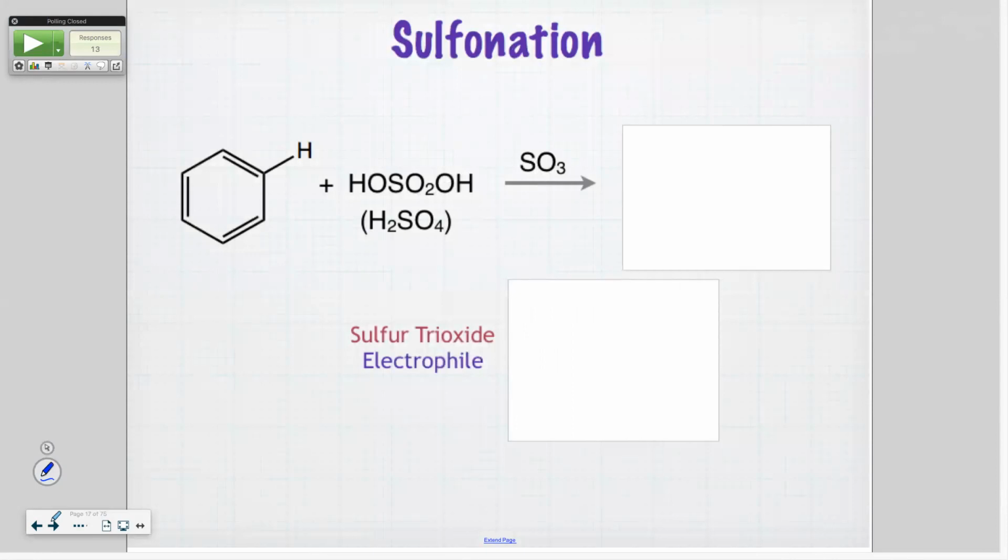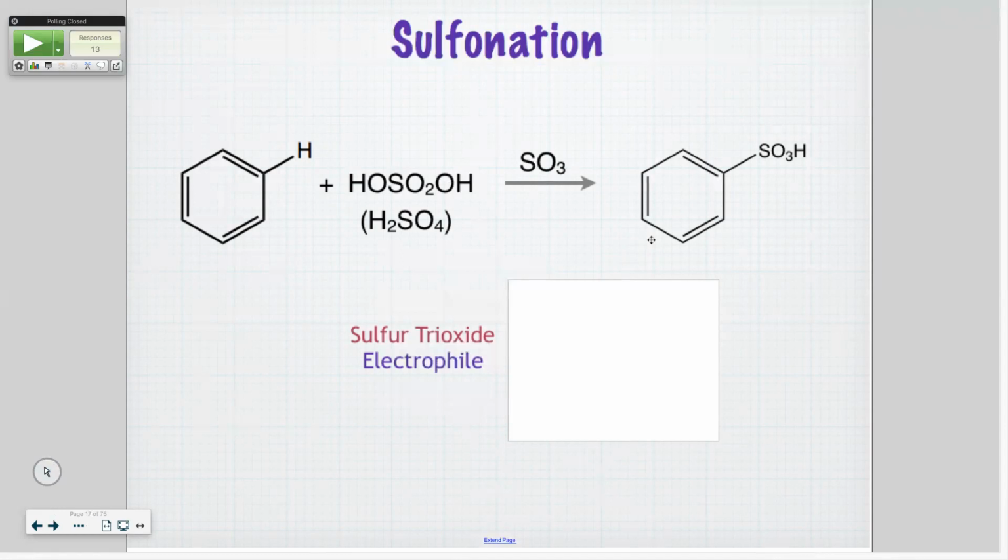Okay, this reaction uses SO3 and sulfuric acid. It's called sulfonation. Okay, notice that your product is not just an SO3 on the benzene ring. It's an SO3H. Sulfur trioxide is your electrophile. Oh, hang on. Pen. Come on. So picky. Oh, I should have written B. Okay, so that's your electrophile, your E+.